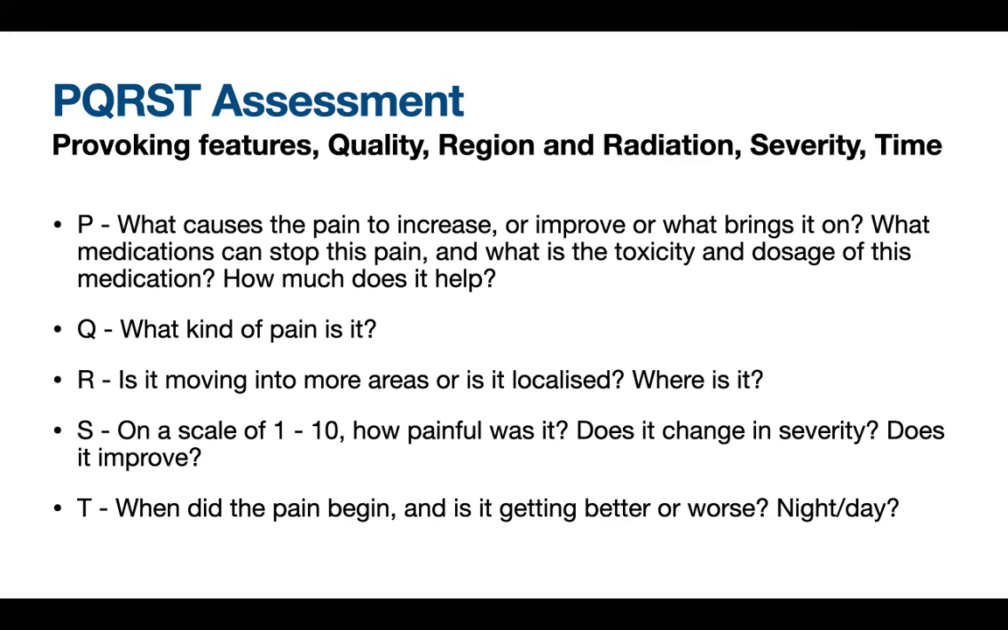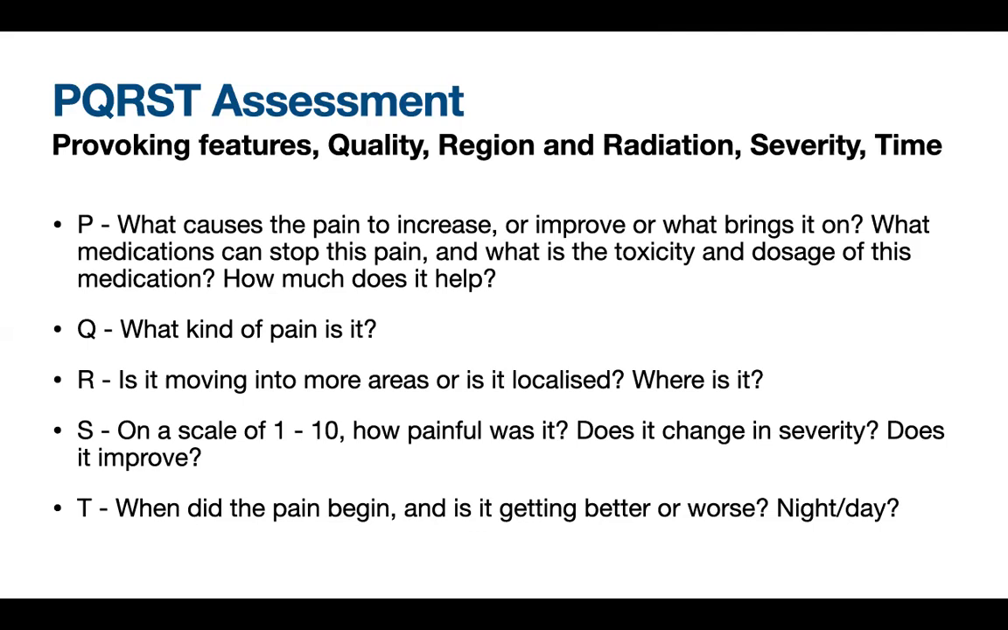R means region and radiation. So is it staying in one area? Is it spreading to other areas? Which area is this? Because obviously that's, again, a very obvious thing to think about. But if it's spreading to an area, it might mean that the disease itself is spreading. And if it's spreading, then that also gives us a clue about what it could possibly be.